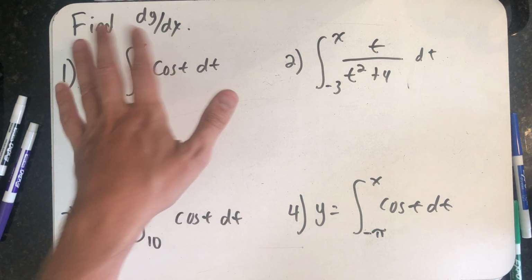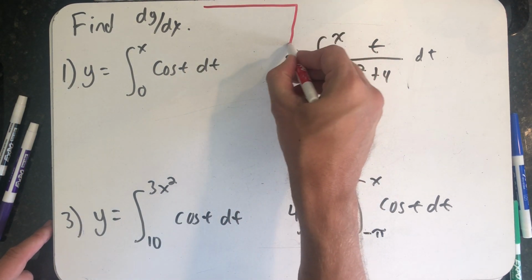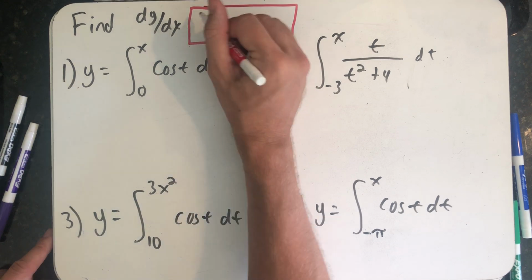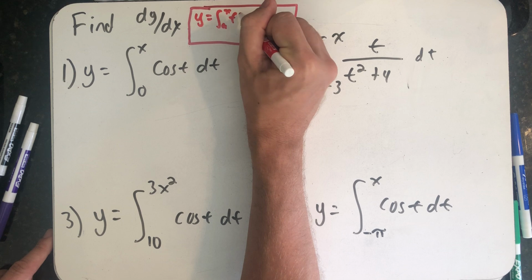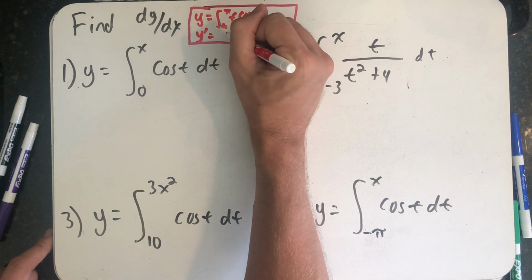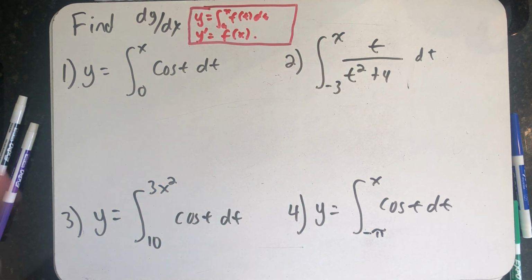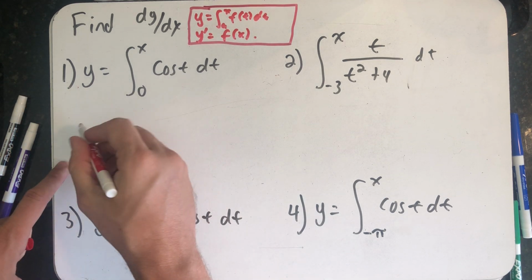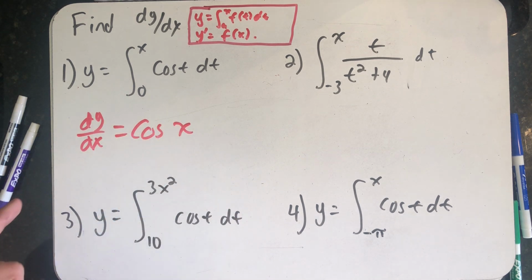And the big idea here is I'm supposed to find dy dx, I'm supposed to differentiate, but I know from the fundamental theorem that every time I have a function that is defined in this way, its derivative, y prime or dy dx, is simply little f of x. And if I read that as a rule, it simply says the integrand is my derivative, but I need to replace the t with an x. So in this first example, dy dx, well, the derivative is cosine of x.